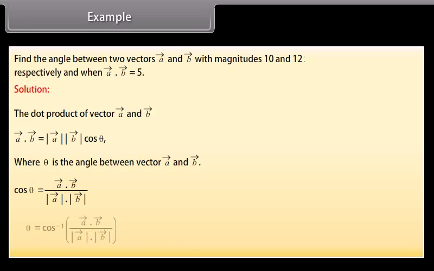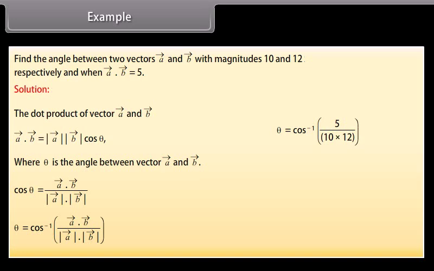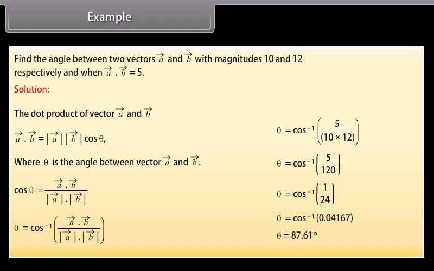vector B. Theta equals cos inverse of the dot product of vectors A and B divided by the magnitude of vector A times the magnitude of vector B. Theta equals cos inverse of 5 by 10 into 12. Theta equals cos inverse 5 by 120. Theta equals cos inverse 1 by 24. Theta equals cos inverse 0.04167. Theta is equal to 87.61 degrees.